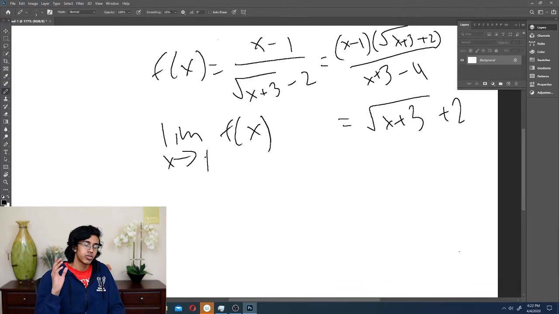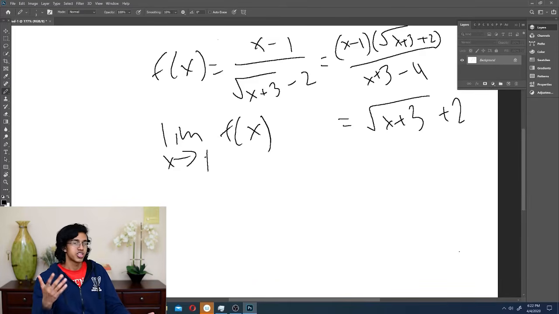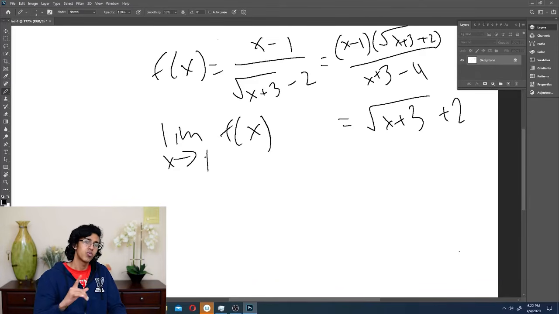I keep forgetting, but first step, you should always try plugging into the original function. But in this case, it becomes 0 over 0, so it doesn't work. But now we can plug in and we get 1 plus 3, root of that is 2, plus 2, which is 4. That shows you the power of expanding, factoring, and rationalizing. Those are the basic three categories: expand, factor, rationalize.